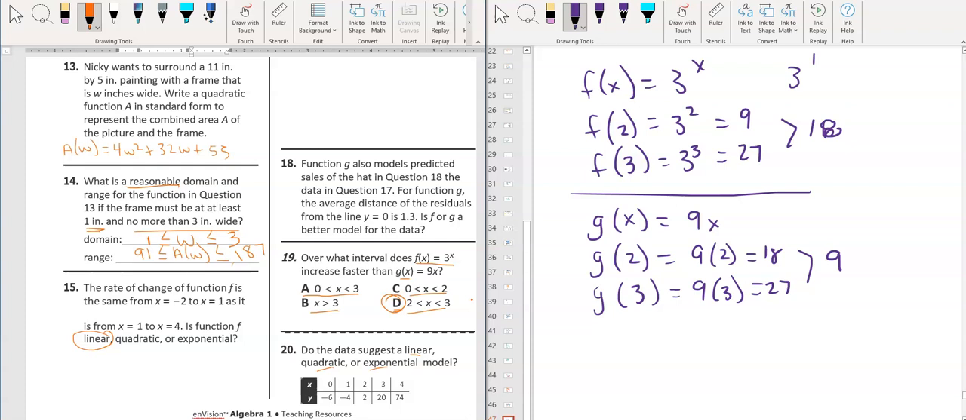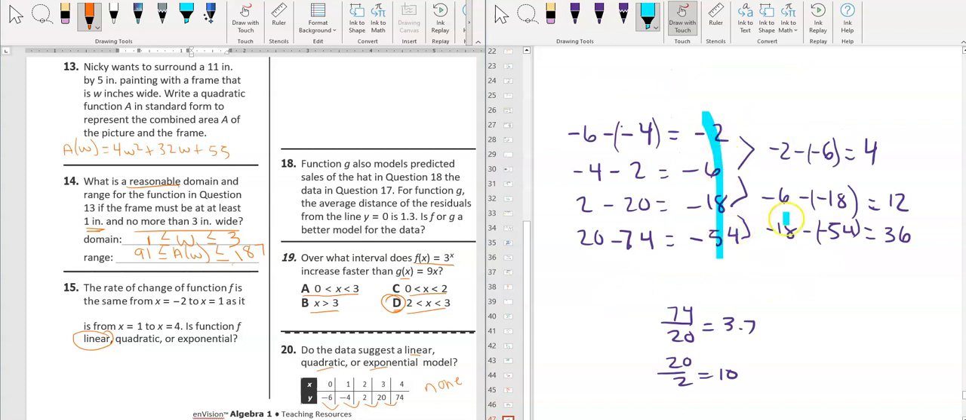Now, unfortunately, this one is none, because when I start subtracting, I don't have a first difference or a second difference, but also when I do the ratios, they're not the same either. But that's what you're looking for, is subtracting the y values from each other or putting them as ratios to see which model matches. So you can see here, first differences, second differences, ratio.